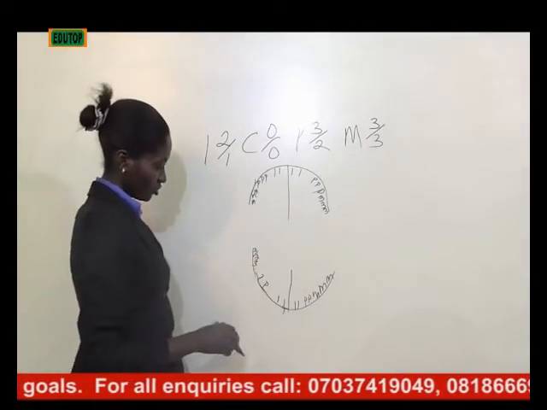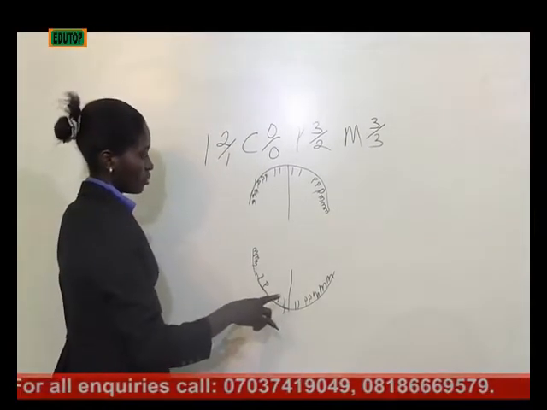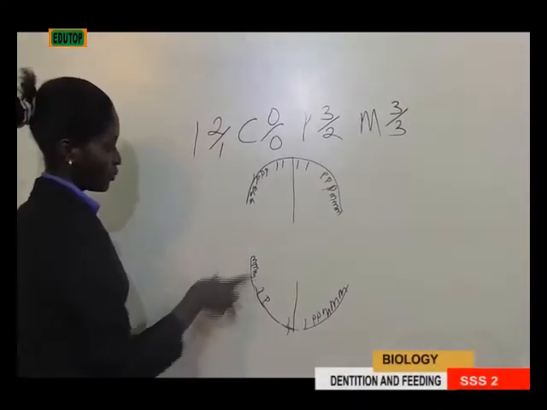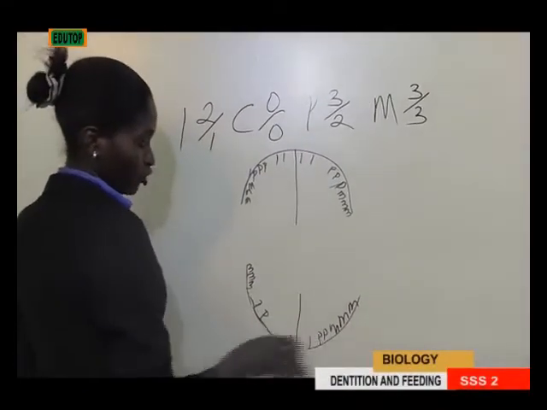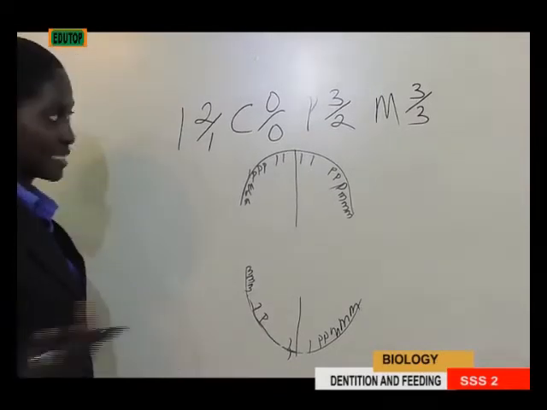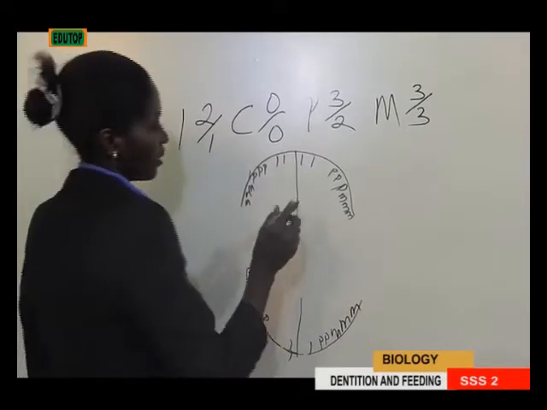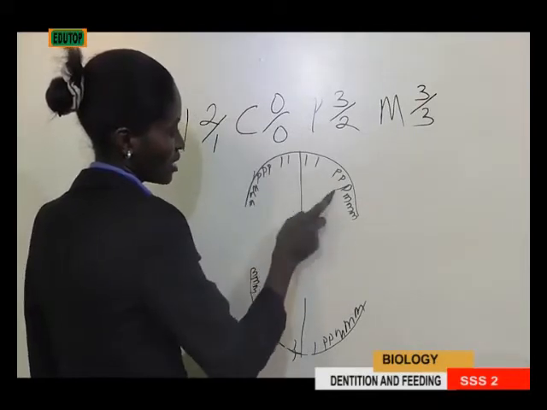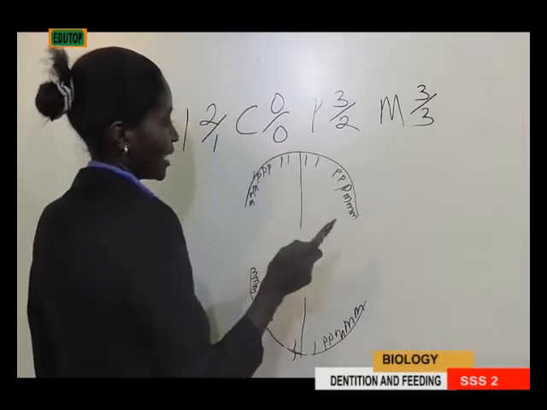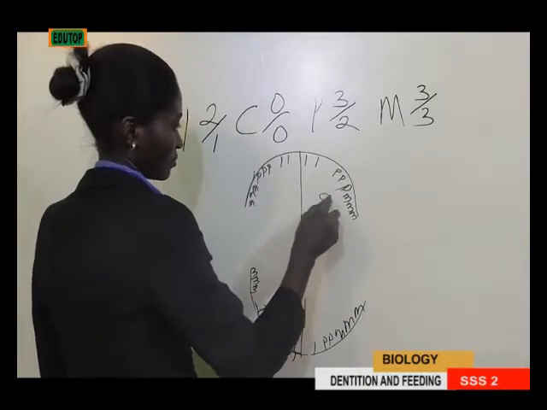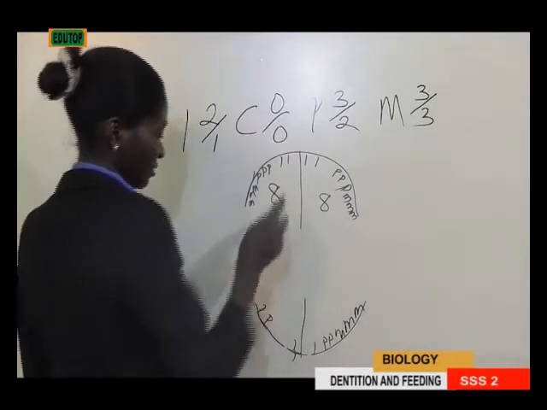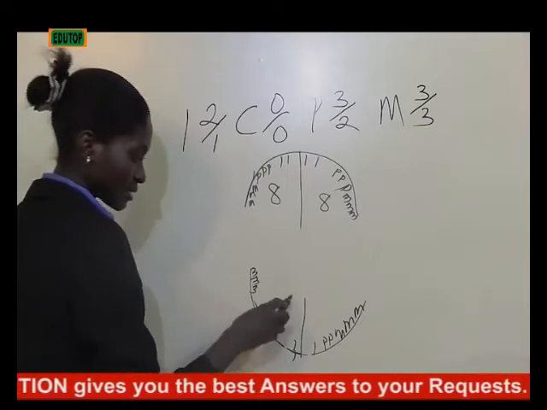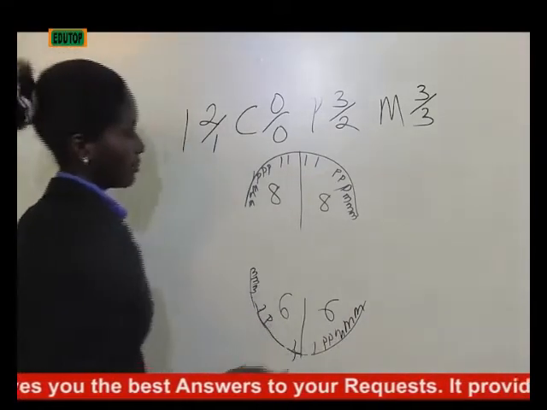So at the lower jaw, you have 1 canine, 2 premolars, 3 molars for the lower jaw. So when you look at it, let's calculate it together. At the upper jaw, you have 2 plus 2, 2 plus 3 plus 3. That is 8. Also here you have 8. But here we have 1 plus 2 plus 3. This is 6. And also 6 here.